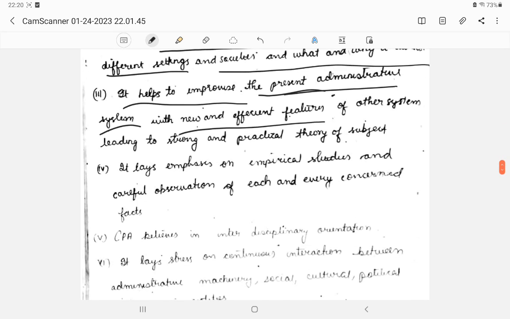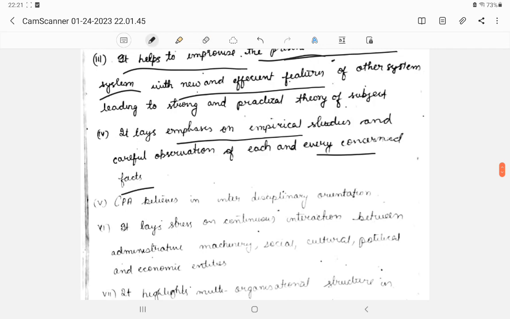And next, it lays emphasis on empirical studies and careful observation of each and every concerned fact. So again, in comparative public administration, the facts and figures mean that for the countries, we have to study each and every detail of what they implement, so as to help in our own administrative setup.